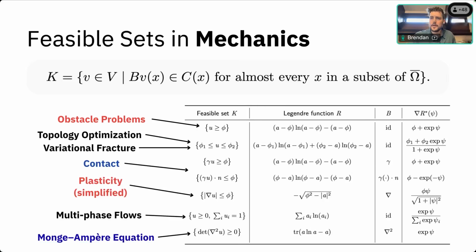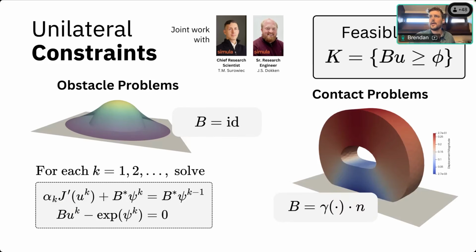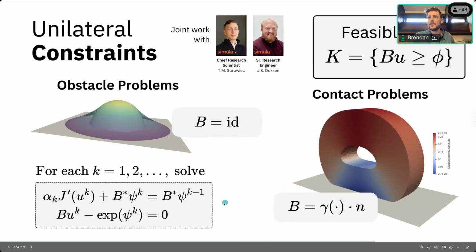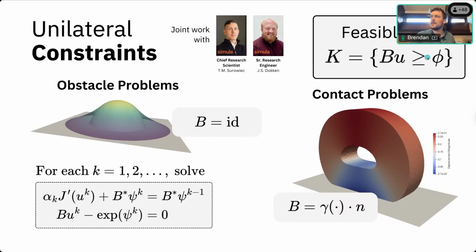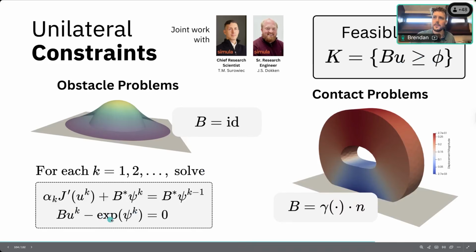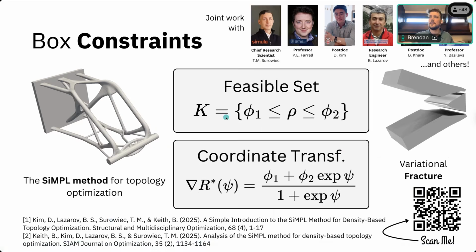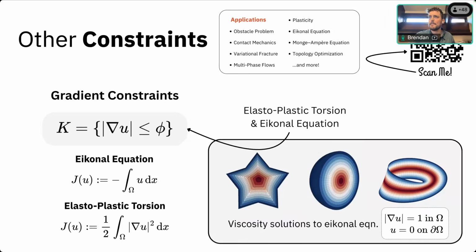And now, in the last couple of minutes, I'm going to go over a few other example problems. Contact mechanics and obstacle problems, you always have the same type of constraint. Unilateral bound constraints, you always use the same type of Legendre functions. You always have an exponential here. If your feasible set has upper and lower bound constraints, this appears in topology optimization or variational fracture. You could use the Fermi-Dirac binary entropy, and the main difference is that your nonlinearity would look something like this. Otherwise, the scheme is about the same.